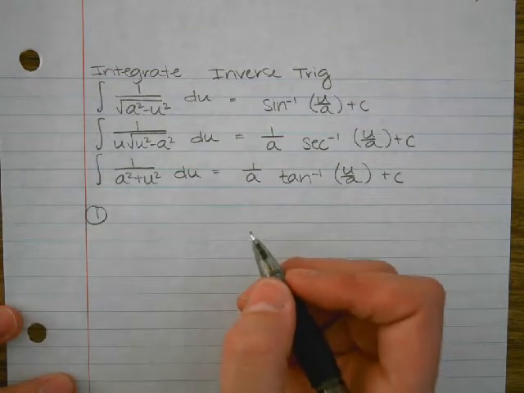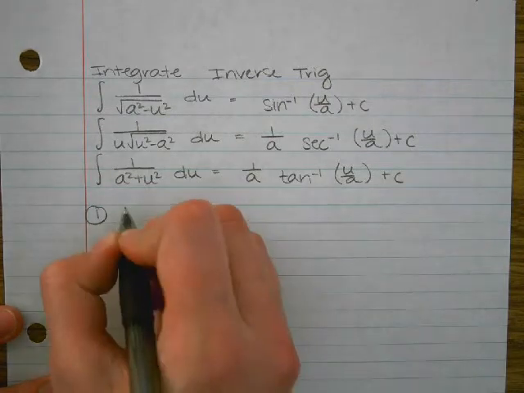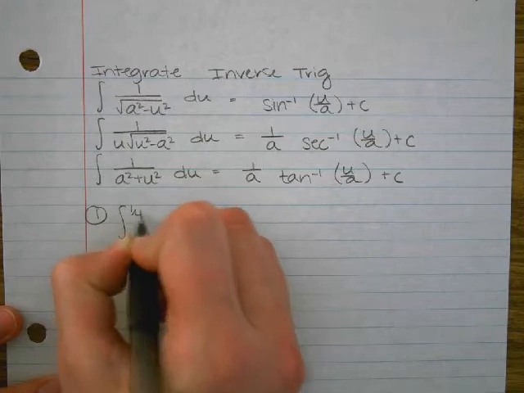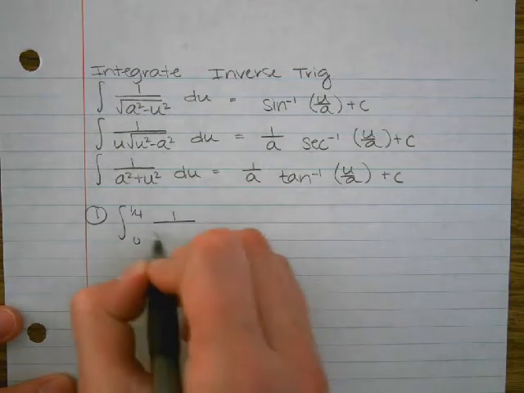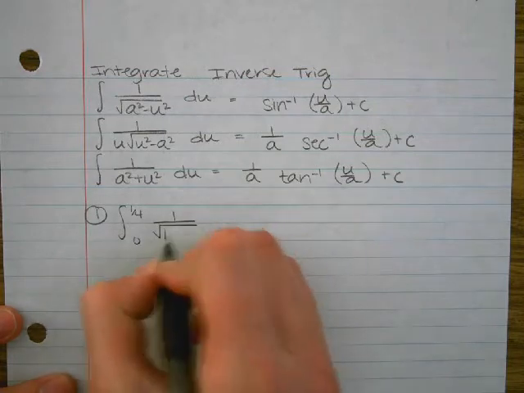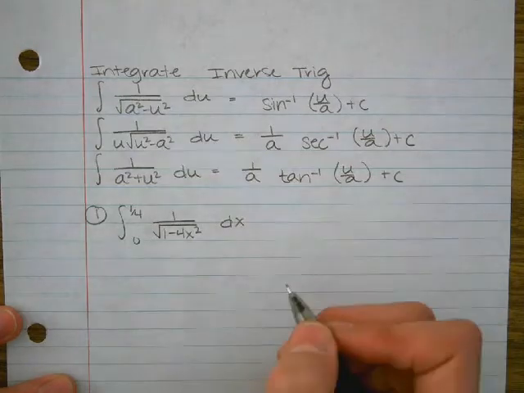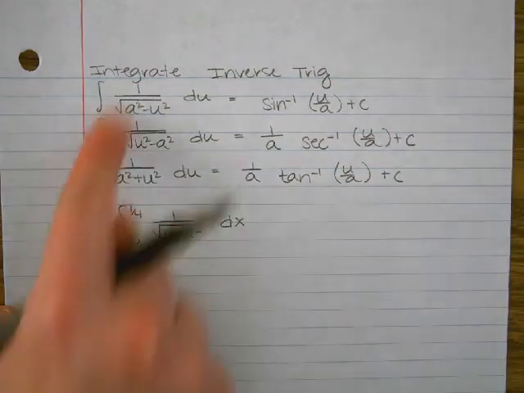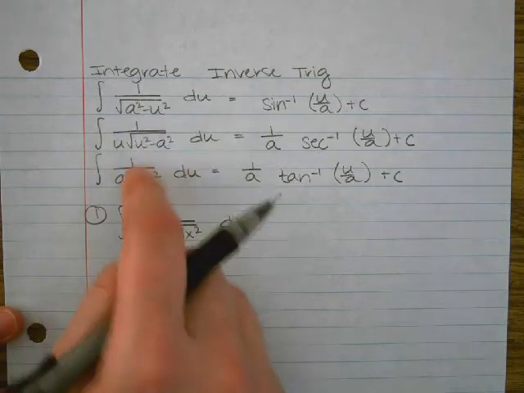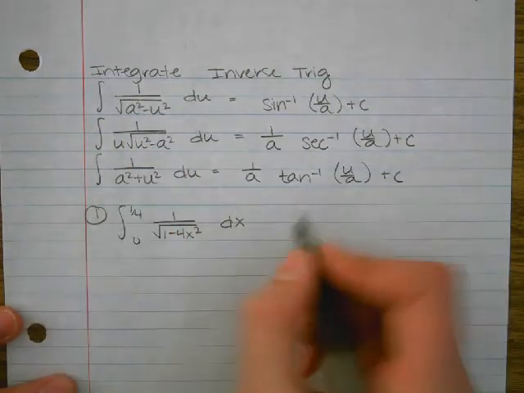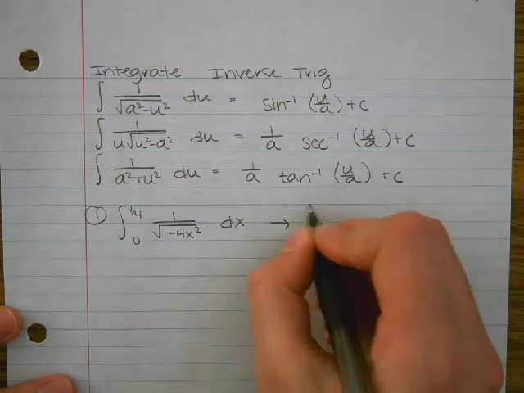Alright, so our first example, we're going to evaluate this definite integral from 0 to 1/4 of 1 over the square root of 1 minus 4x squared dx. If you look at all three of these, what they have in common is something squared minus something squared, or in this case plus. So we have to rewrite this so we can see what our two squared terms are.